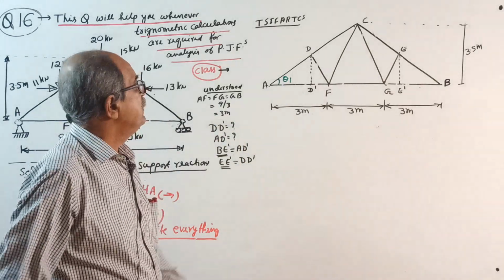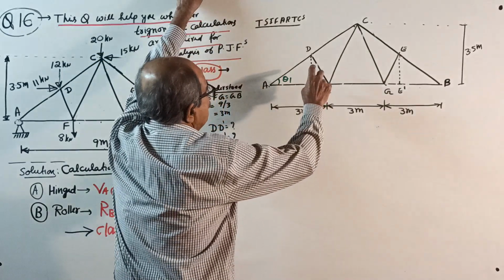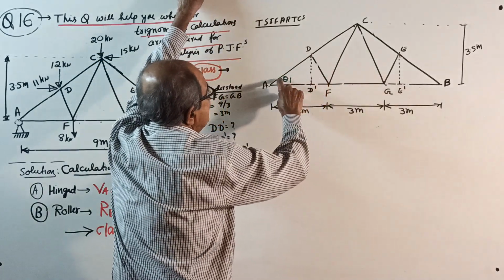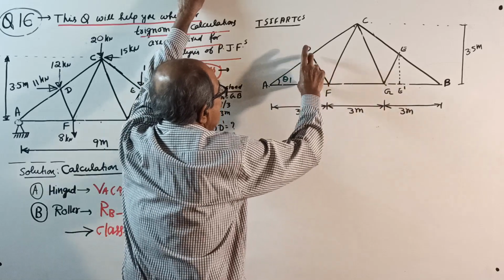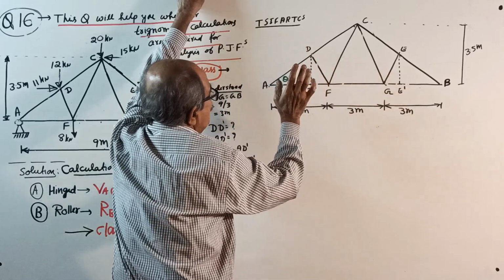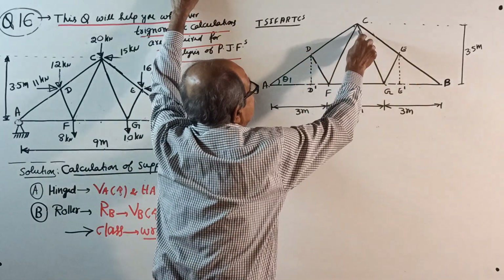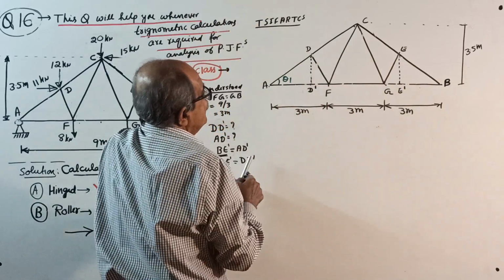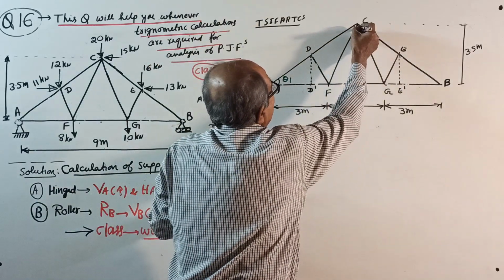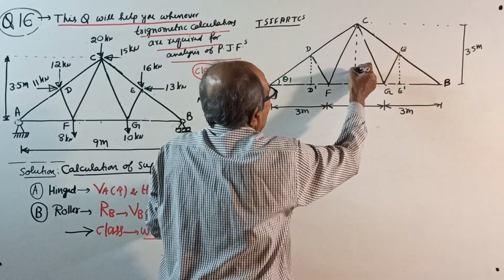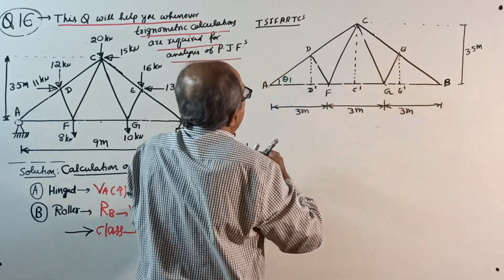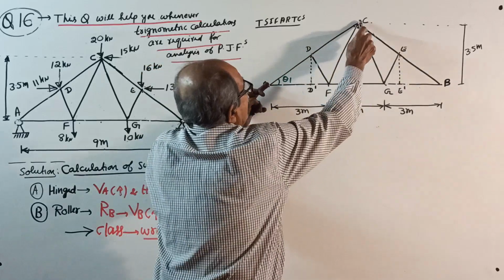Theta 1 you can find because once you get D to D dash, tan theta equal to this side. No. Do one thing. To calculate theta 1, you can use the full triangle. See here, the full triangle. You project this point here, call it C dash. Then you can use the full triangle.